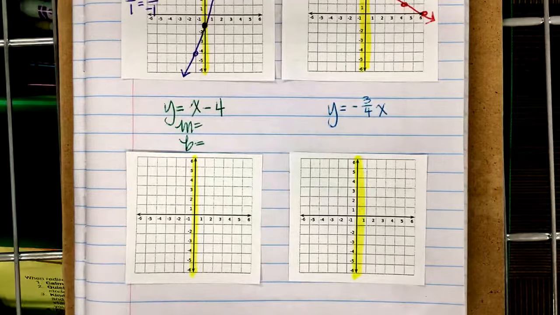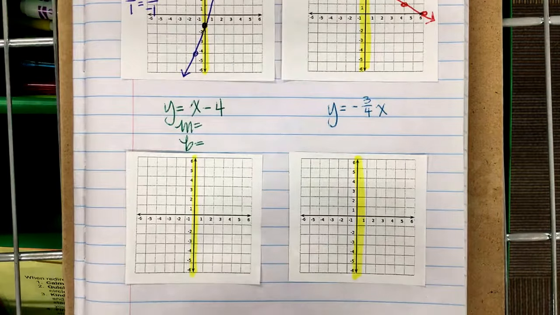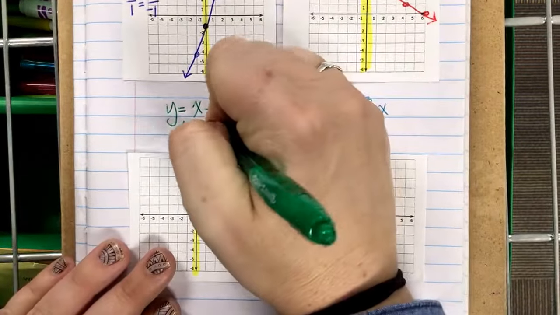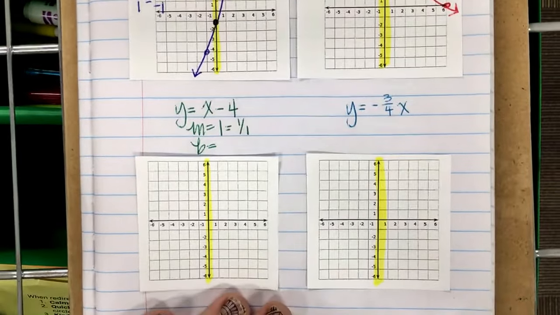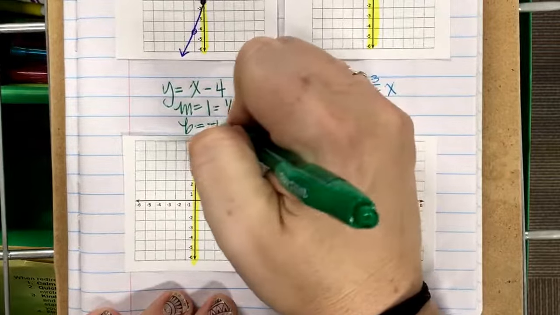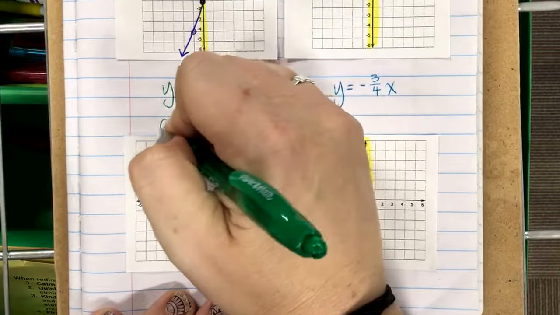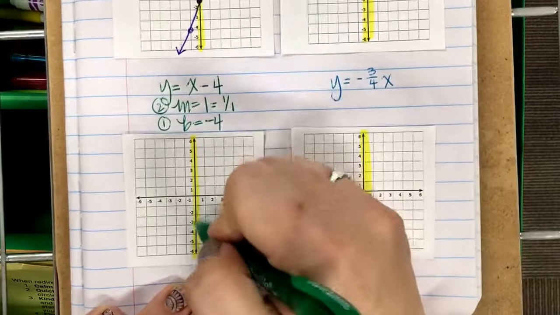Y equals x minus 4. What's the M? What's the slope? Slope is 1. How do you make that a fraction? And what's the intercept? -4. Always start at the intercept, then do your slope, so -4.